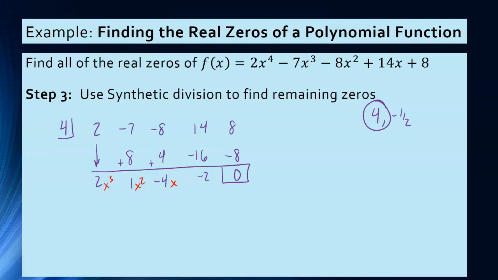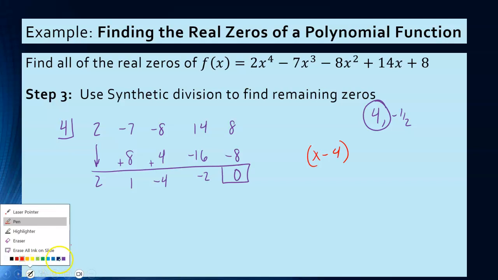So we found a new polynomial. So we know that x minus 4 times this polynomial would give us our original polynomial, the 2x to the 4th minus 7x cubed, and so on. But I want to see, what we just found, can that be factored any further? So here's how you're going to do that. We're going to write down those coefficients that we just came up with.